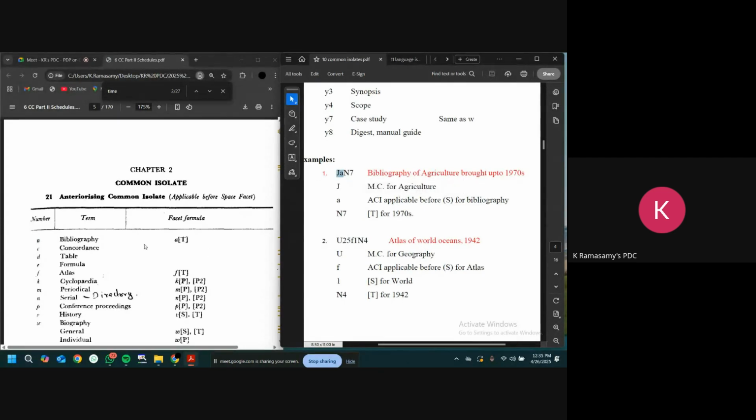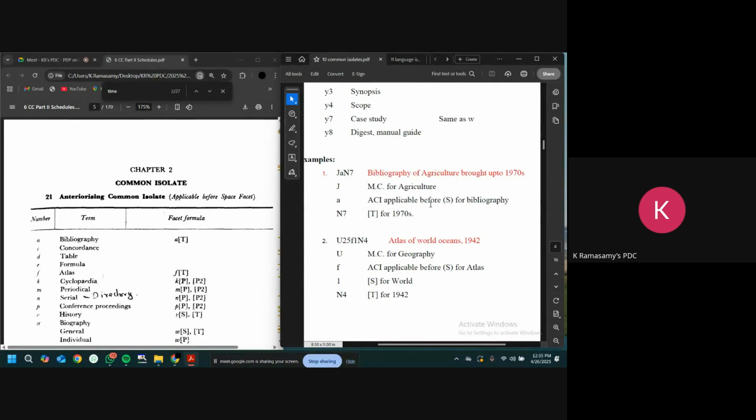So JA. For bibliography, they have given a formula. After A, you can add time without any symbol. If a symbol is needed, they'll give it to you. T means time. Which time? 1970s, so N7. N7 is added to J. So here you can see two formulas. What is the first formula? Main class plus common isolate. There is no need for any connecting symbol to add a common isolate, ACA, to any main class. This A has another formula wherein the year of publication can be attached without any symbol. Okay, fine. Are you getting the point? Fine. This is one thing.